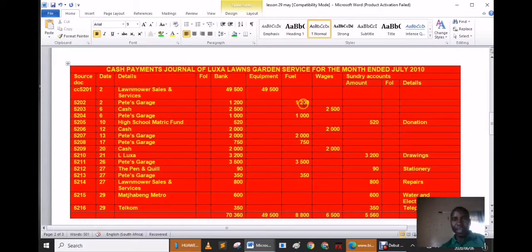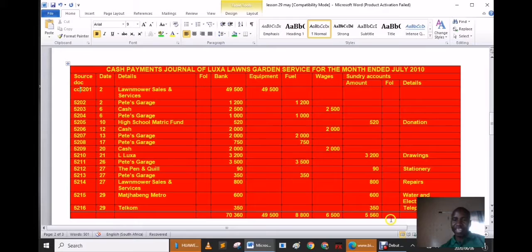The other times we were buying fuel, so we put it in the fuel account. The other time we were paying wages. And sometimes it was accounts that we do not have here. We have to name them: donation, drawings, stationery, repairs, water and electricity. Because we didn't have them in our columns, they end up in sundry accounts.